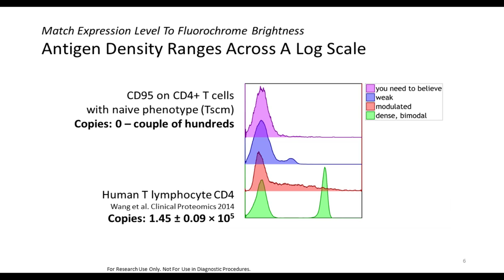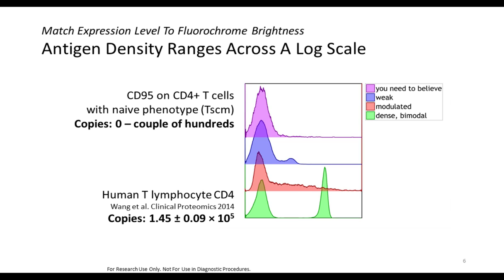So we just have seen that there is a broad range of brightness between dyes, from really dim dyes to very bright dyes. And the same, of course, holds true for antigen densities, if this is not a much more extensive range even. I put some examples here together.